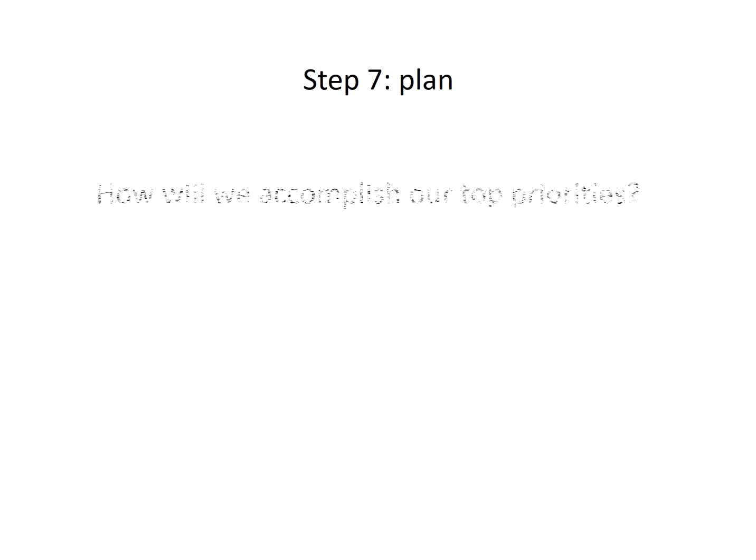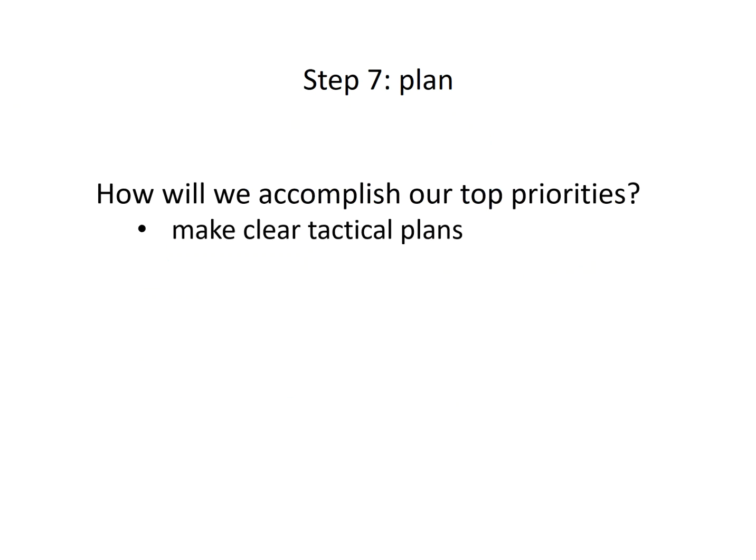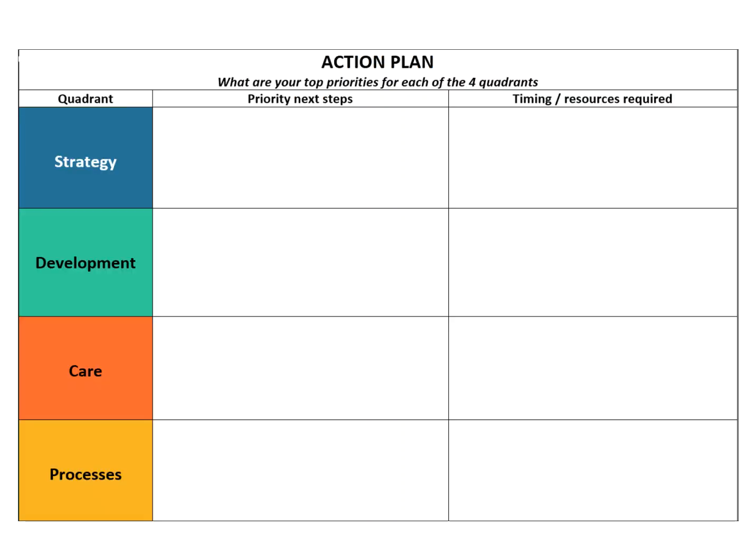Step 7 is to plan. Here we're asking, how will we accomplish our top priorities? We need to make clear tactical plans that are measurable, observable, and achievable. We've added an action page at the back of the tool that you can use to list your priorities for each quadrant, along with your tactical plans to achieve those priorities.